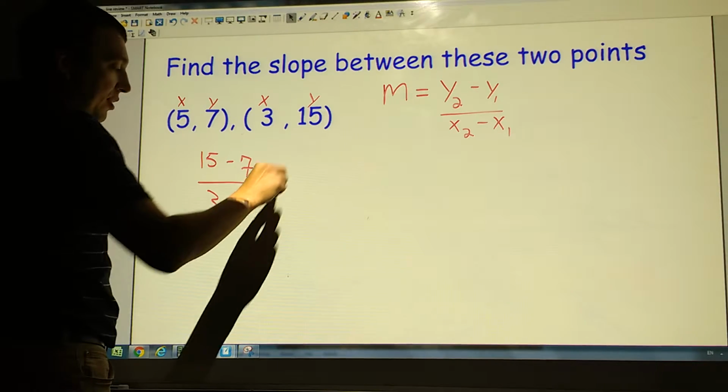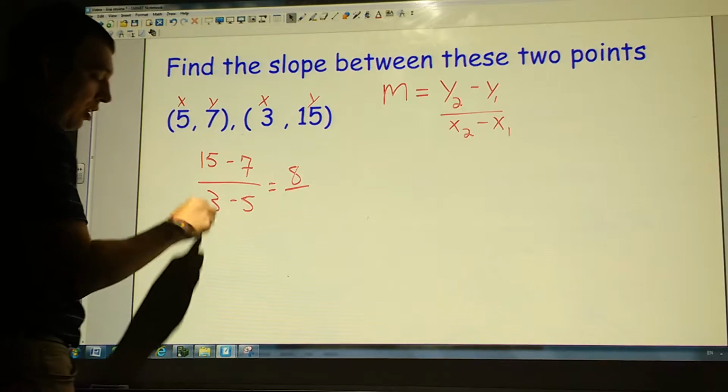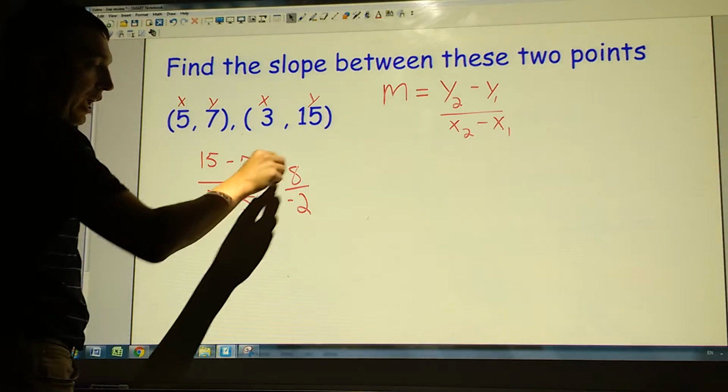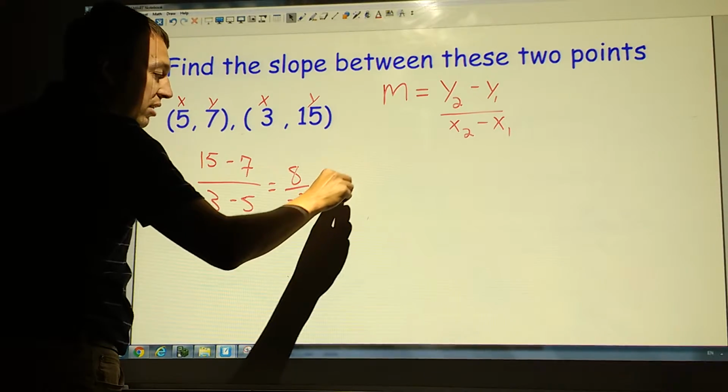15 minus 7 is 8. 3 minus 5 is negative 2. 8 divided by negative 2 is negative 4.